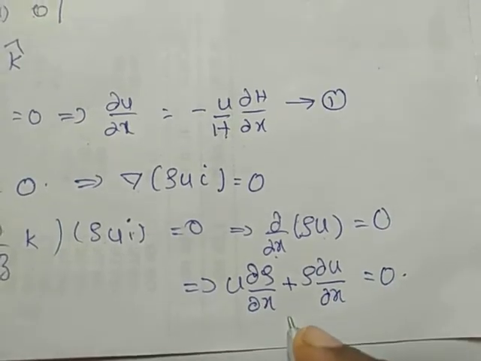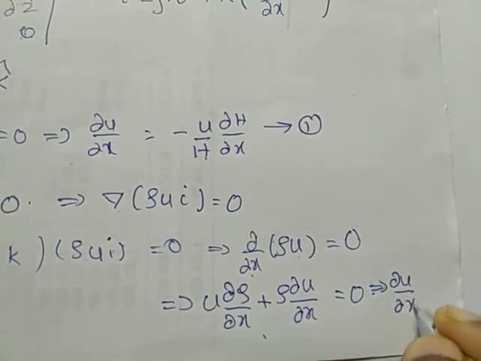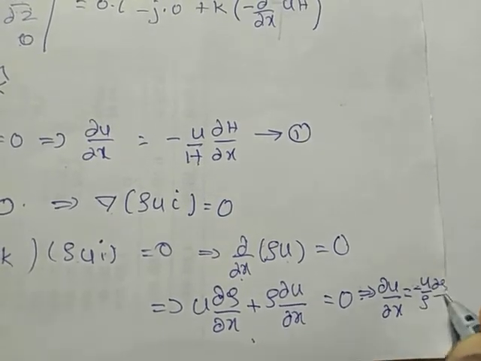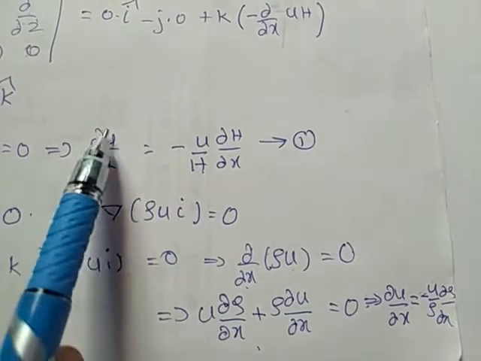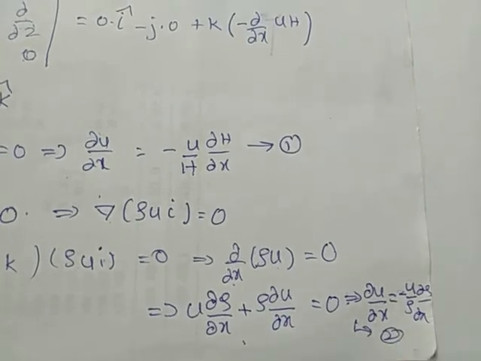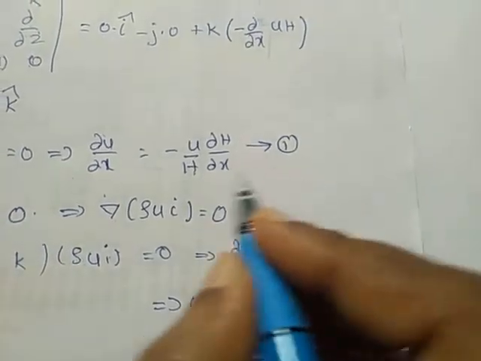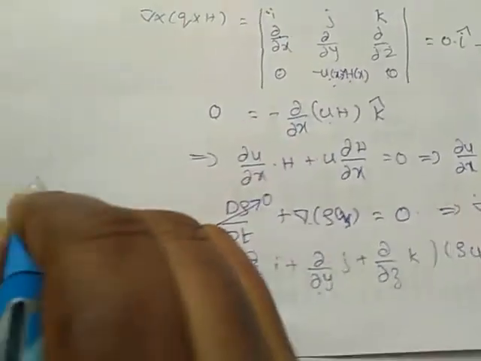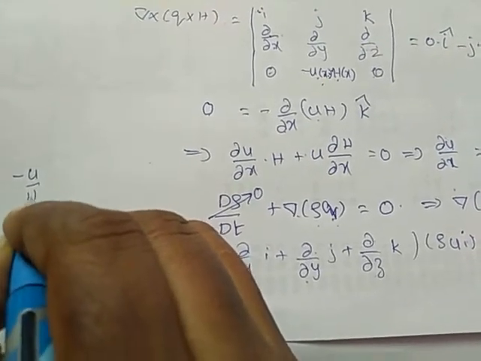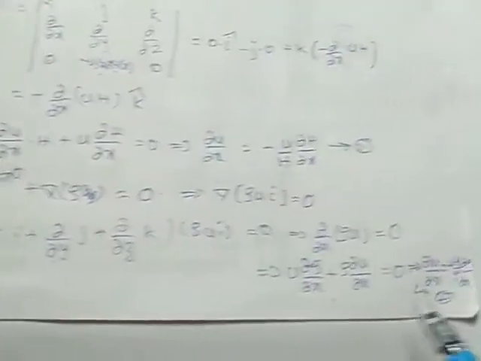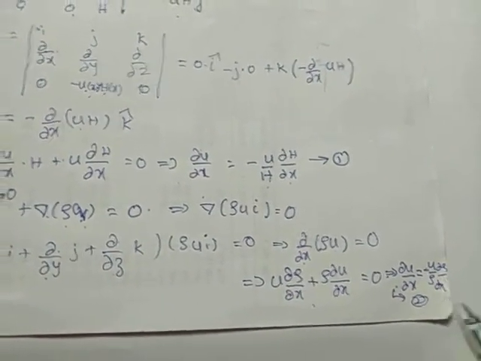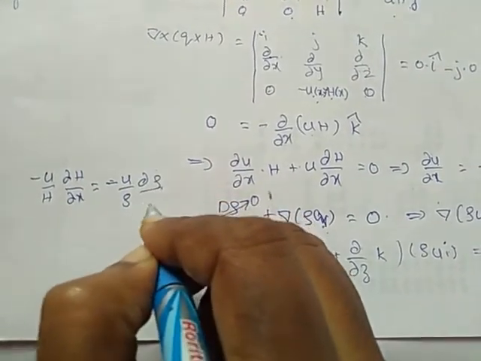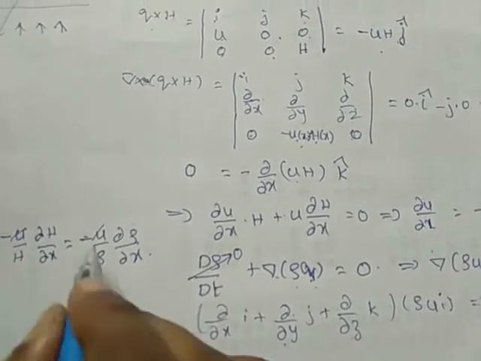From this equation, shifting to the right-hand side, dou u by dou x is equal to minus u by rho dou rho by dou x. This is equation 2, which is also dou u by dou x. From equations 1 and 2 we will get the following. Equation 1 is dou u by dou x equal to minus u by h dou h by dou x. The other equation is dou u by dou x equal to minus u by rho dou rho by dou x. So u will get cancelled, and the minus will also get cancelled.